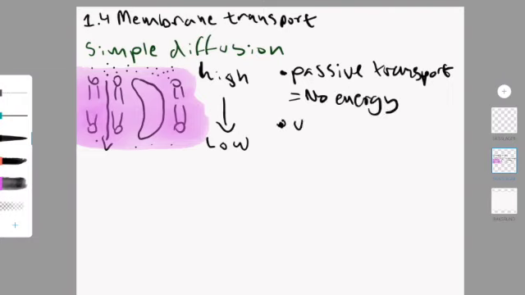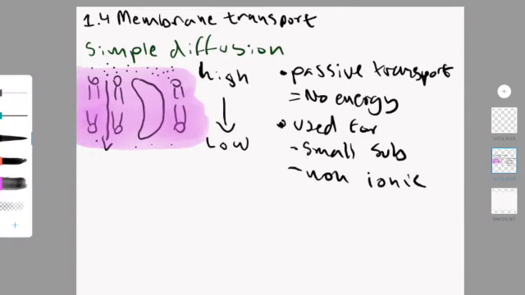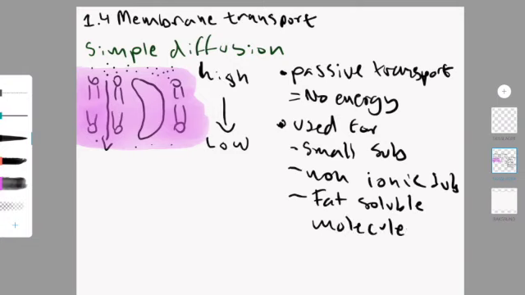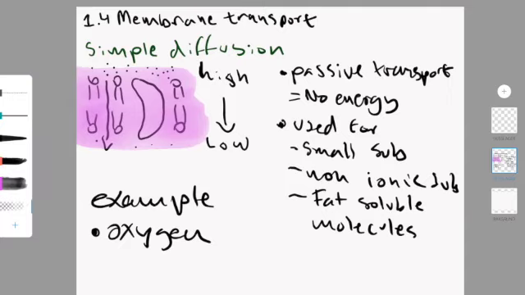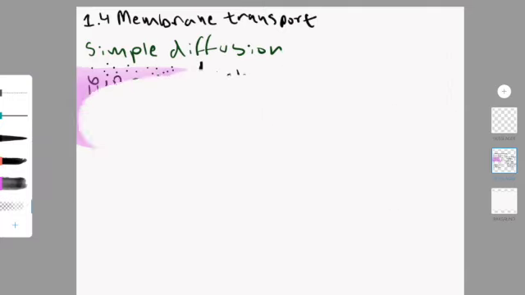This is usually used for small substances, non-ionic substances, and fat-soluble molecules. So generally speaking, very small things. An example of this is oxygen. Oxygen can just move by simple diffusion. It goes from high to low concentration because it only goes one way.